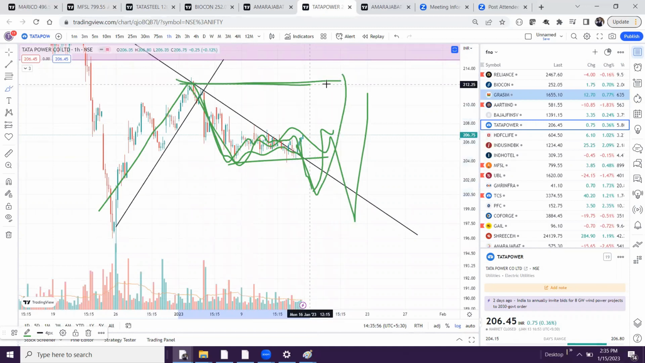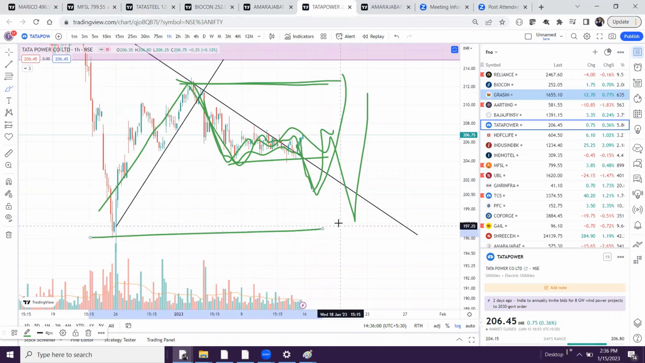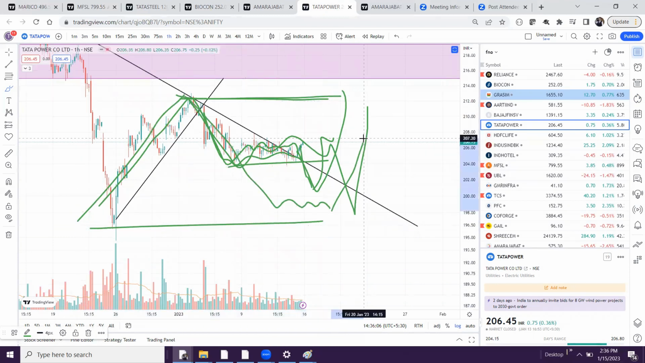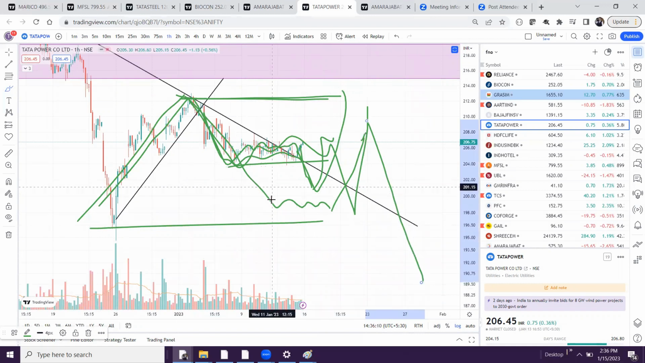because after this impulse, if this correction is over, we can get another impulse that will break this top also. However, we should also be cautious that this low is not broken, because if this is broken, then the structure will be different, and after some upside we may get more downside. So you have to be careful how the structure changes, and we have to keep all these in mind.